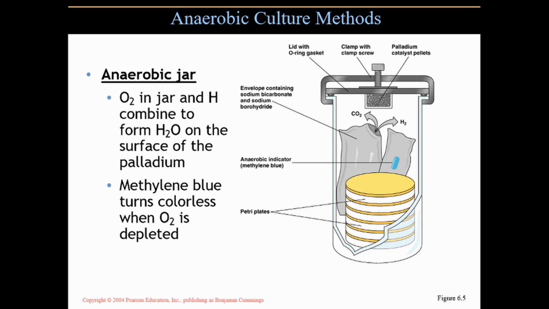And you know that the oxygen has been depleted whenever the methylene blue indicator is colorless. So you put your Petri plates in there and then just clamp it tight, and shortly the oxygen will be depleted and the bacteria will be able to grow and thrive in this anaerobic jar. And they work well. You can't get a whole bunch of plates in at one time, but you can get a number of them. It's very realistic there, showing 6 plates. That's about typically how many you'd put in your average anaerobic jar.